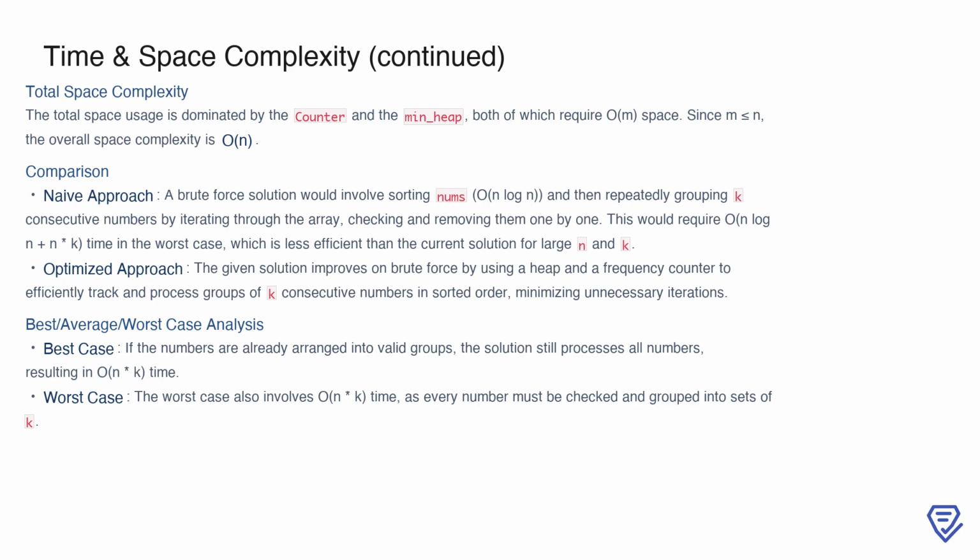When analyzing different scenarios, the best and worst cases both involve O(n * k) time. Even if the array is already arranged into valid groups, the solution still processes all numbers using the same algorithm.